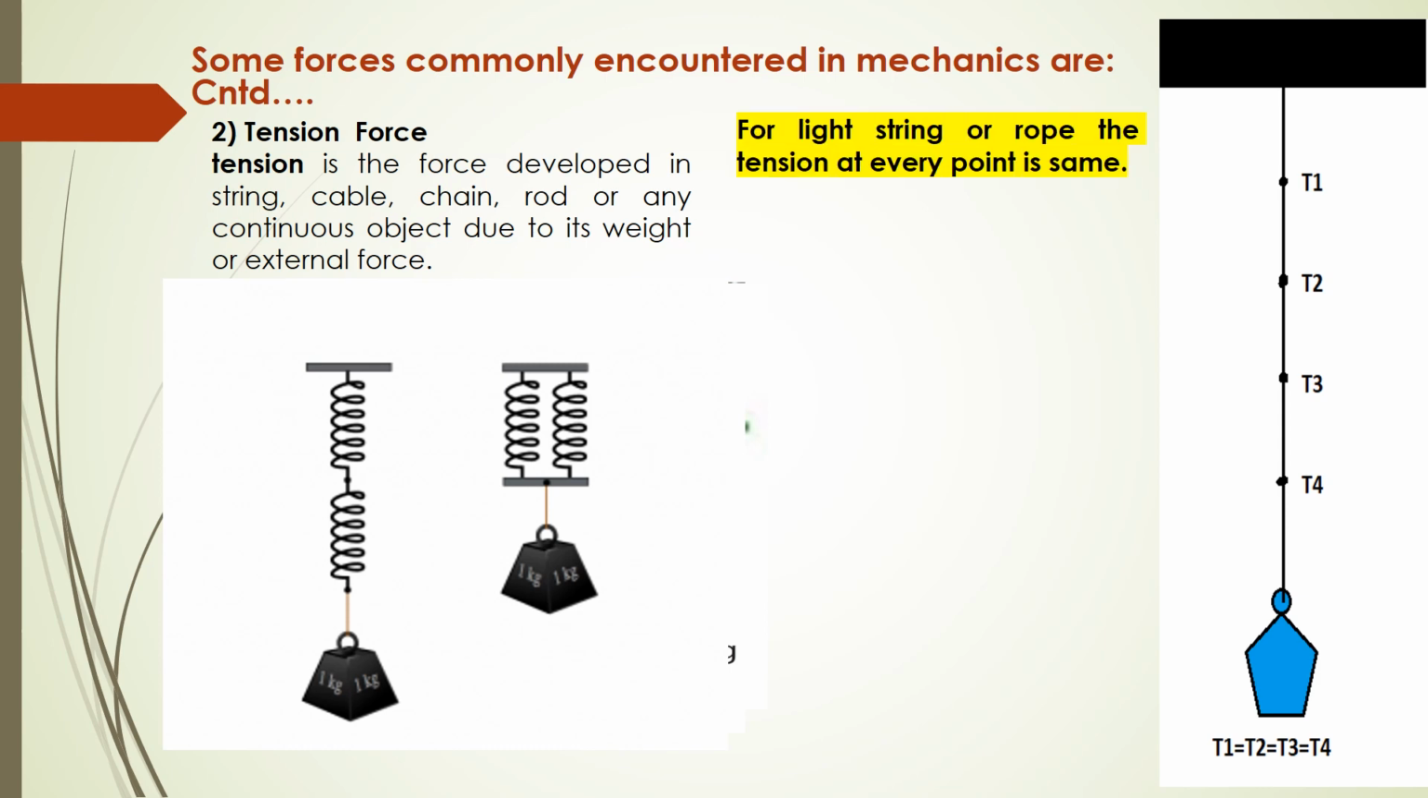Light string or rope. The tension is the same at every point. This works for, usually we say, a massless string or a massless rope. Something that's really small, maybe something really thin like a nylon string or fishing line. So you can say that the tension is the same at every point. It's very important that you remember this. The tension is the same at every point in the string.